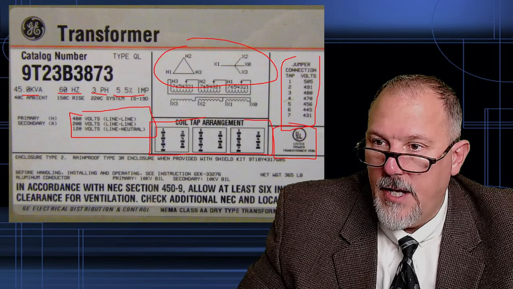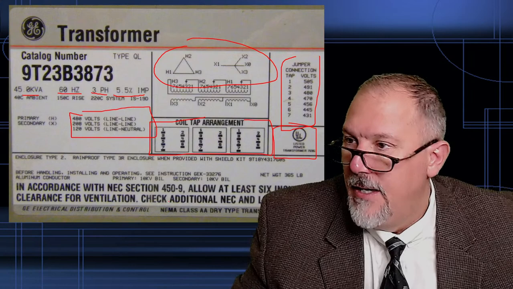In accordance with NEC section 450.9, what is that? Ventilation. Allow at least 6 inches of clearance for ventilation. Check additional NEC and local codes.